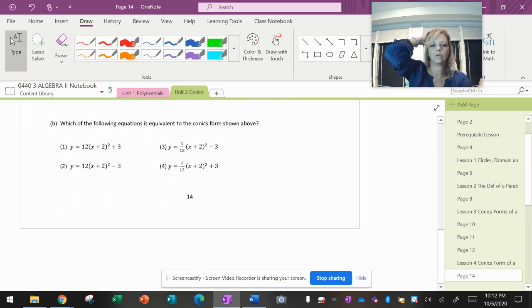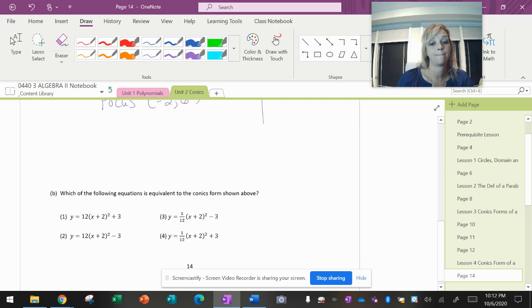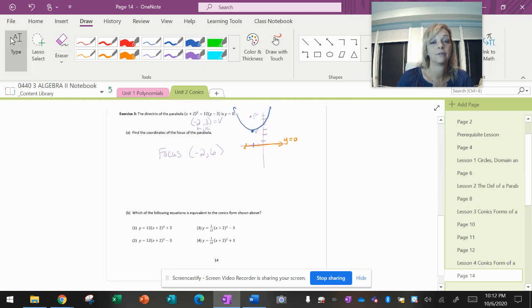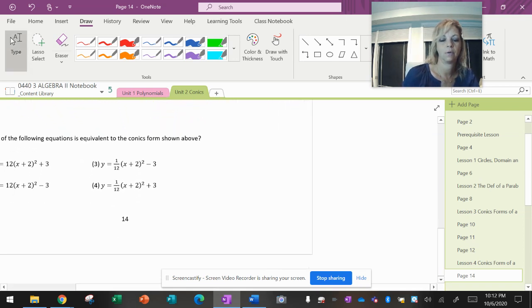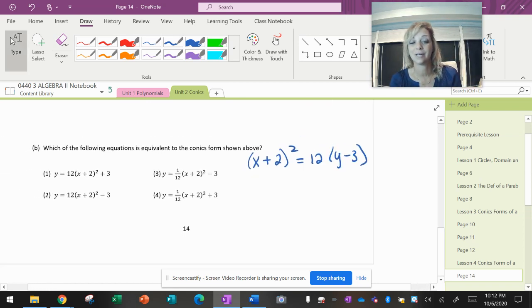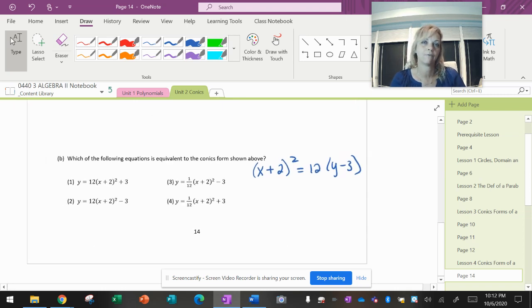Which of the following equations is equivalent to the conic form shown above? Now, this is where it really is different, and we've seen a lot of questions like this. I'm going to bring it down here. The formula above is x plus 2 squared equals 12 times y minus 3. We've seen this quite a bit on the Regents, where they give you the conic formula, the directrix and the focus, and then ask which of those is equivalent to that.